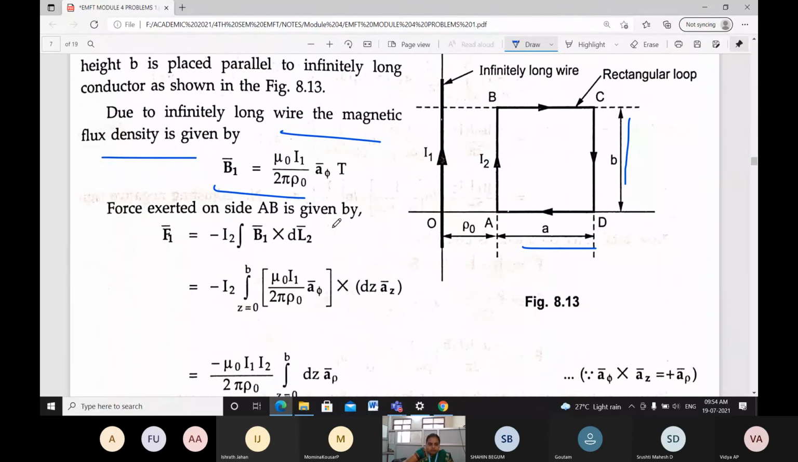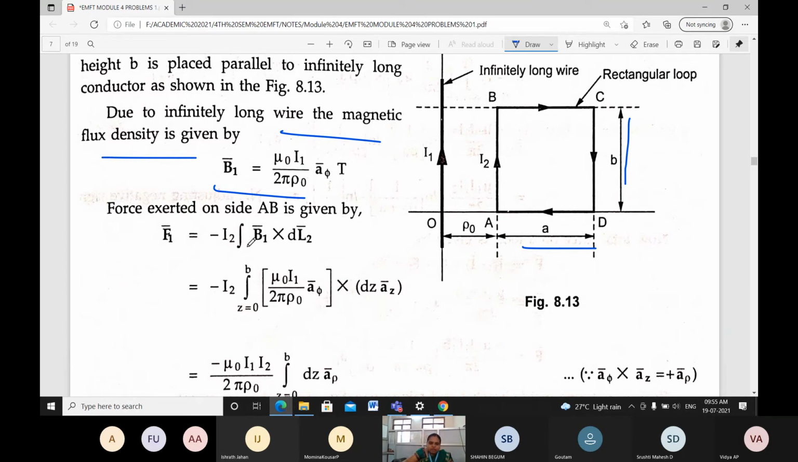Tesla. Then the force exerted by the sides; we want each side. At AB, the current flowing is I2. That is, F1 is going to be minus I2 integration B1 cross DL2, that is minus I2. Observe here that in this case our integration over Z is varying from 0 to B, the height it has.